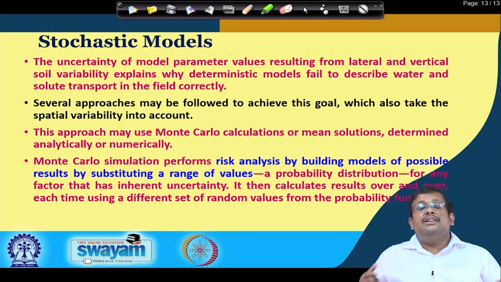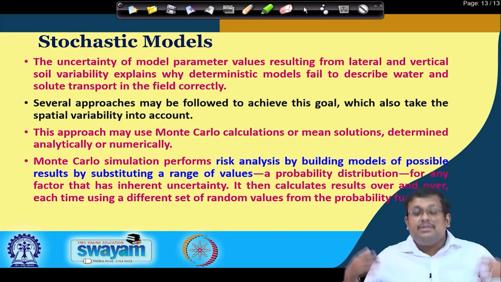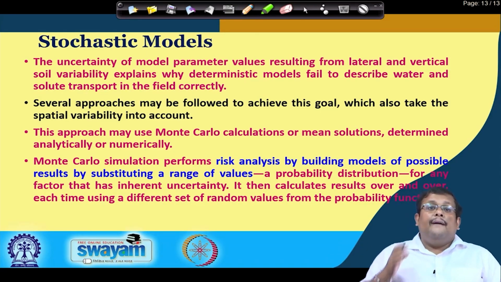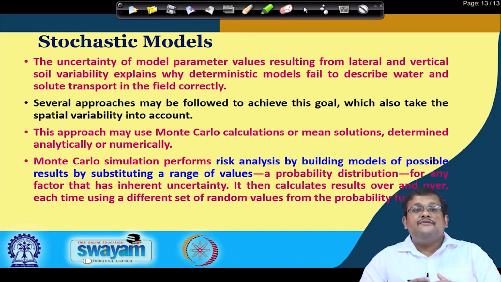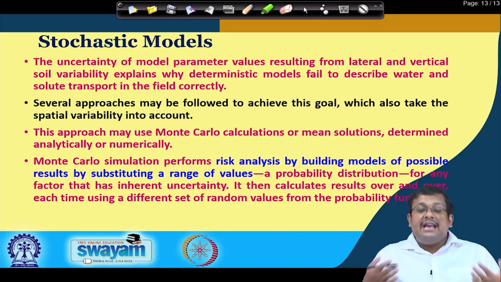Monte Carlo simulation is basically a mathematical procedure which performs the risk analysis by building models of possible results by substituting a range of values, basically a probability distribution for any factor that has inherent uncertainty. It then calculates results over and over, each time using a different set of random values for the probability functions.